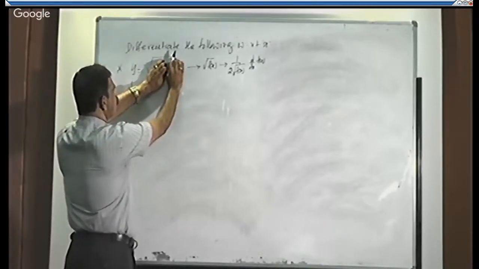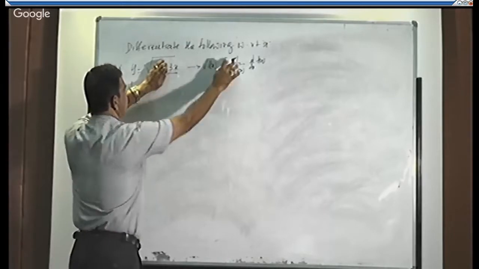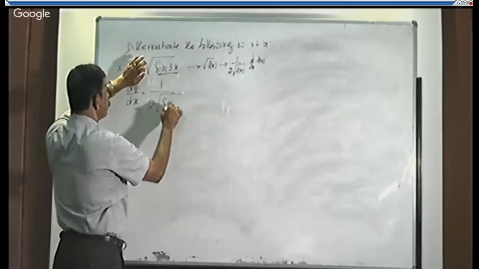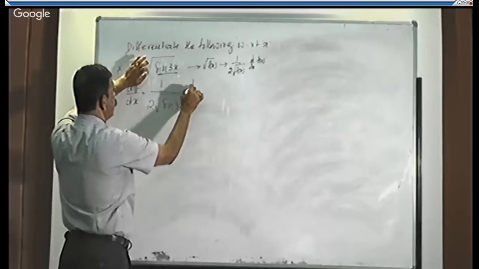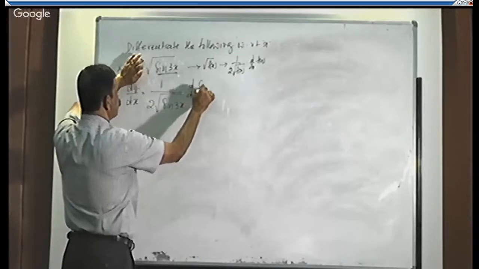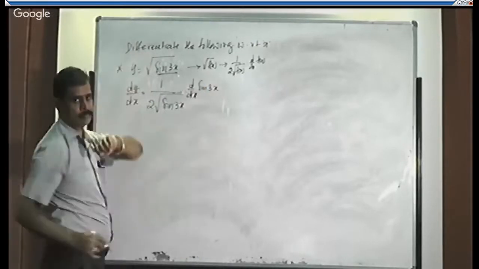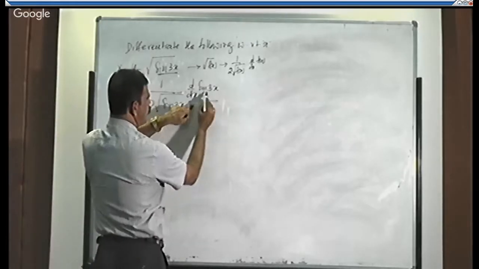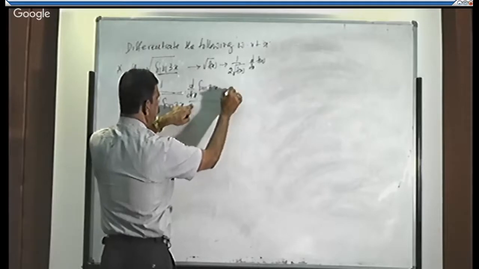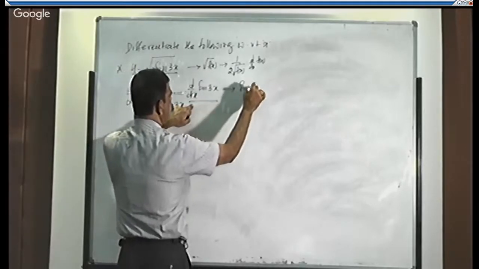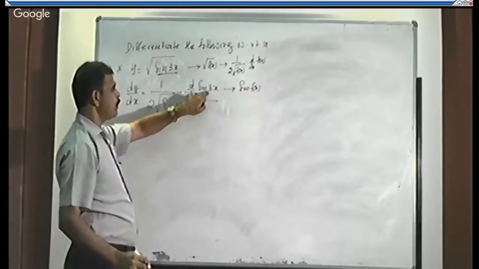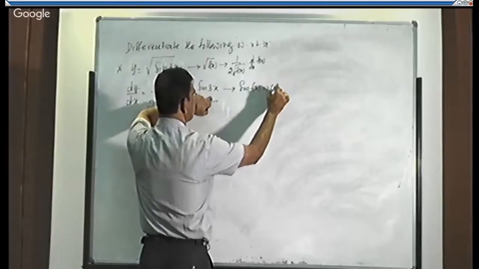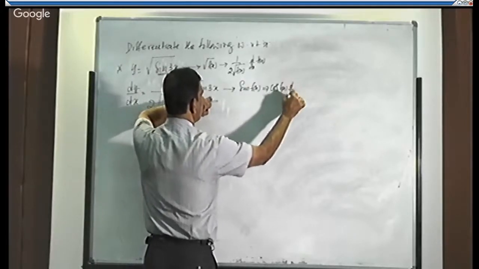It is read as what? Root function. For root function, it is 1 by 2 root of function into d by dx of function. What is the function? Sine 3x. The first step is over. In the next step, while differentiating this d by dx of sine 3x, this sine 3x is treated as sine function. What is the function? 3x. Differentiation of sine function is cos function into d by dx of function.